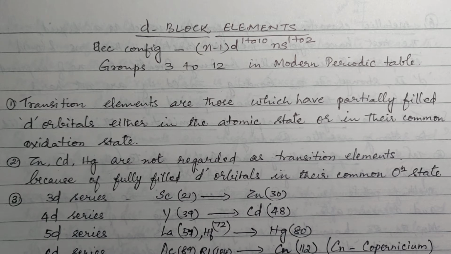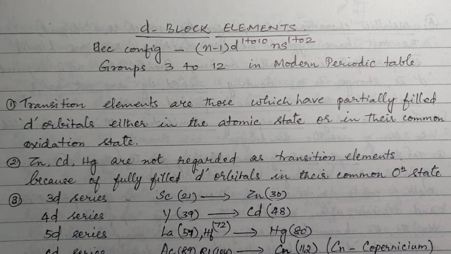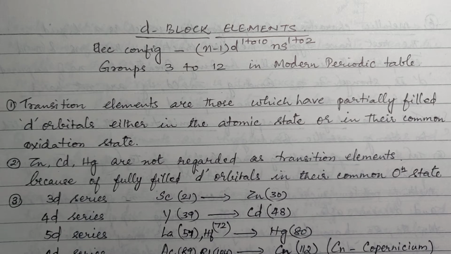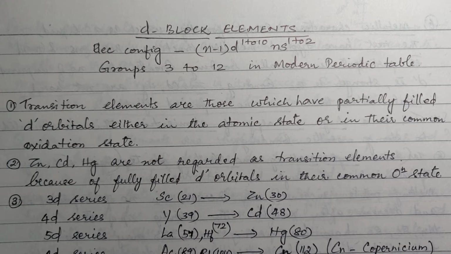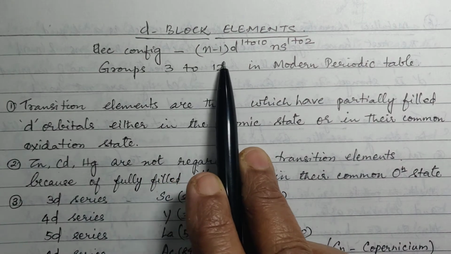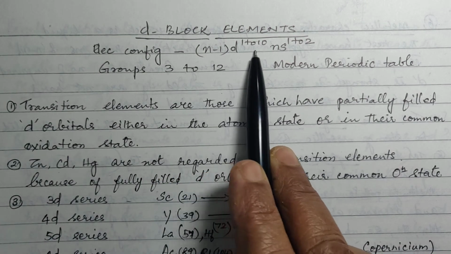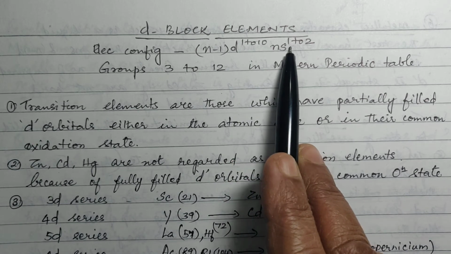Is it not? First and second group, they are S block elements. And from 13 to 18, they are P block elements. And in between the two, between 3 and 12, they are D block elements. And the general electronic configuration is (n-1)d 1 to 10, ns 1 to 2.